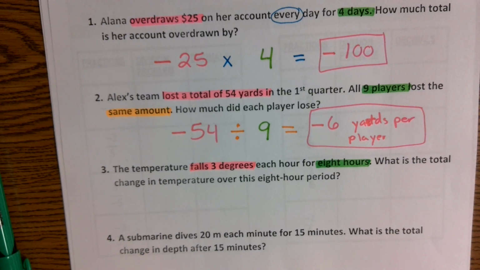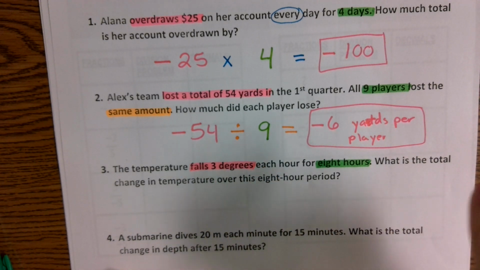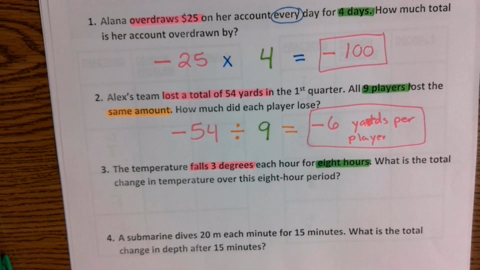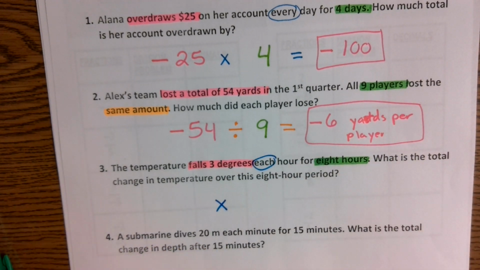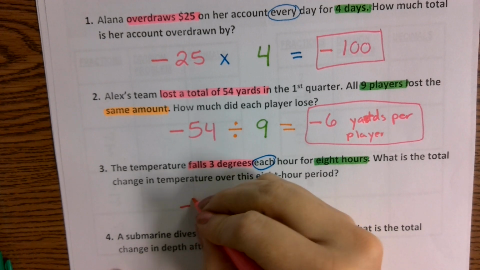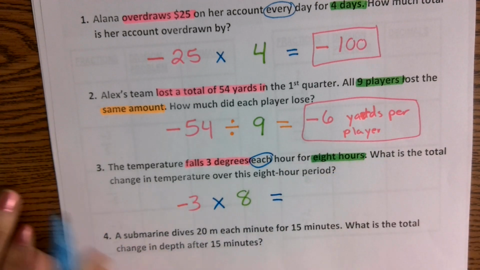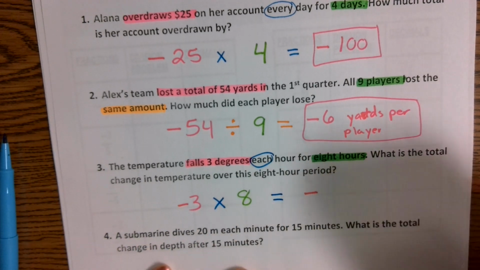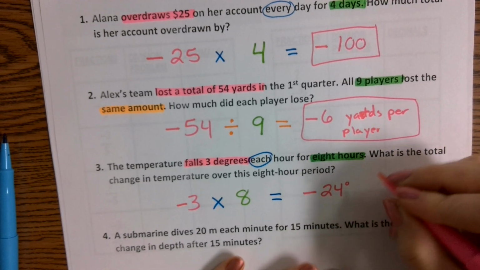Are we going to multiply or divide in this situation? Multiply. You're going to multiply. They're dropping 3 degrees this hour, 3 degrees the next hour, and the next hour, and the next hour, and it keeps going 3 degrees every single hour for 8 hours. That is going to be a multiplication problem. So we are multiplying negative 3 times 8, and that means after 8 hours, it's dropped a total of 24. 24 degrees dropped.